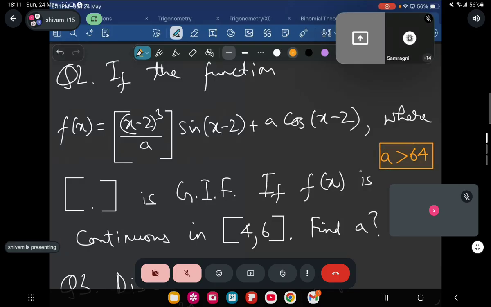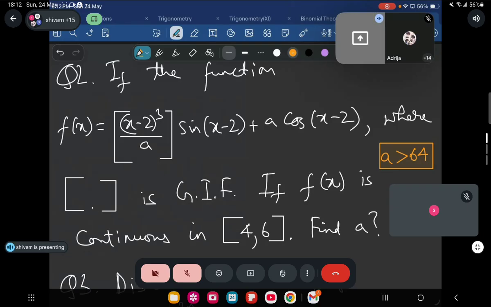Sir, can you solve question number 2? Question number 2. Is the function f of x where this is GIF? If f of x is continuous in 4,6, find a. Okay, we need to find out the value of a for which this function is continuous in 4,6.